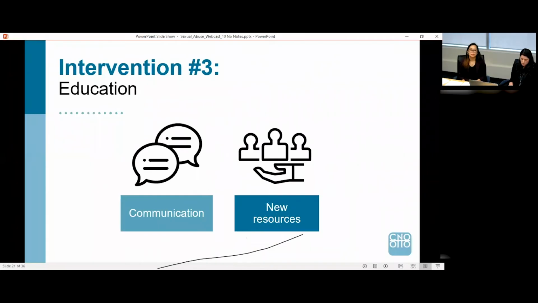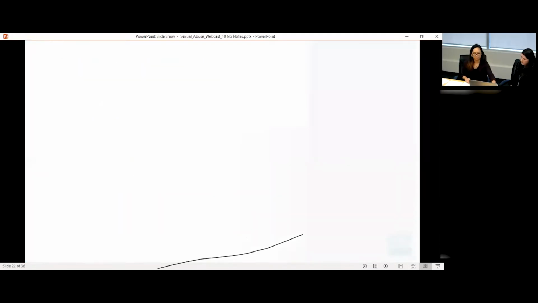Our third intervention is about education. We plan to educate nurses and other stakeholders on the importance of identifying and preventing sexual abuse by communicating this important work to key stakeholder groups, such as nurses and employers, and developing new resources, such as fact sheets on key topic areas, such as boundaries and self-care.